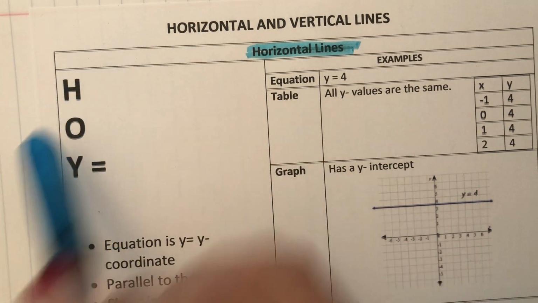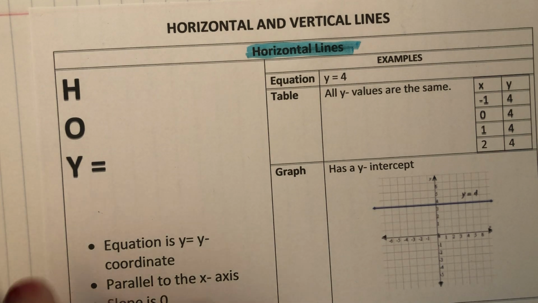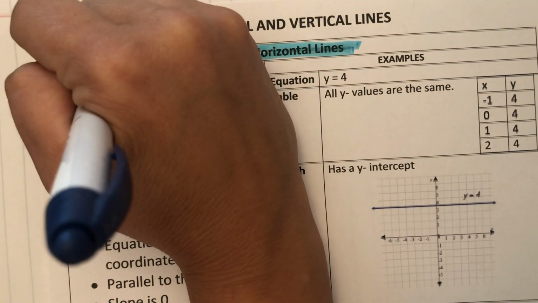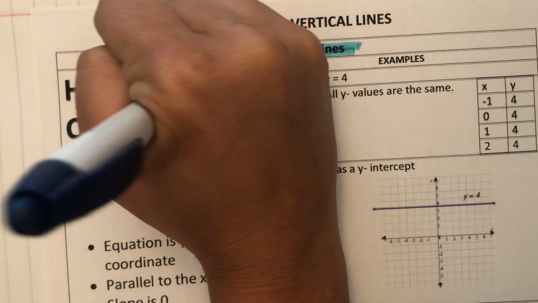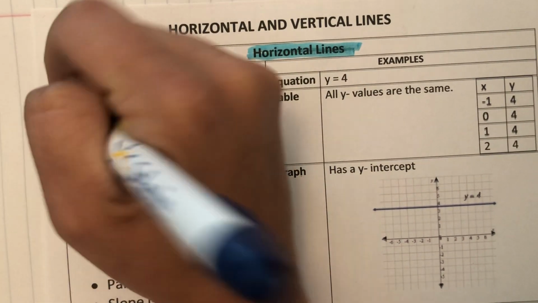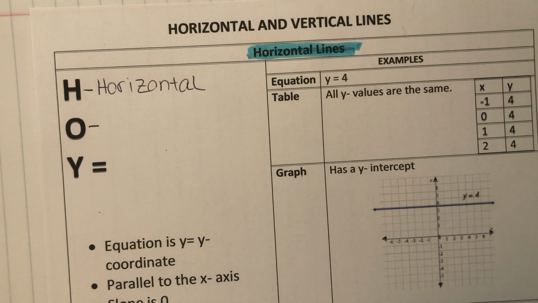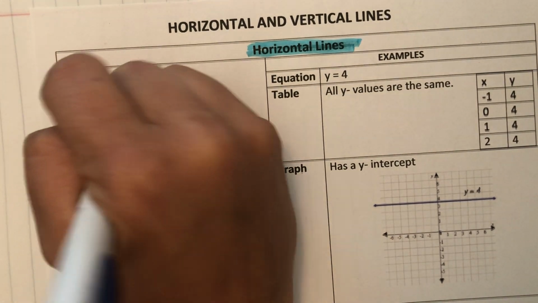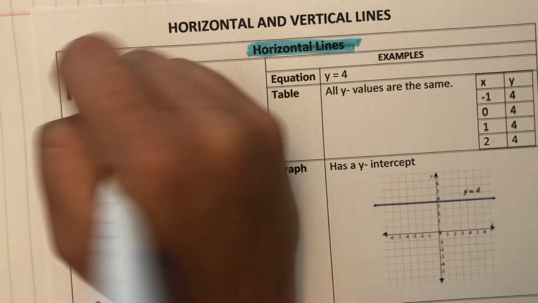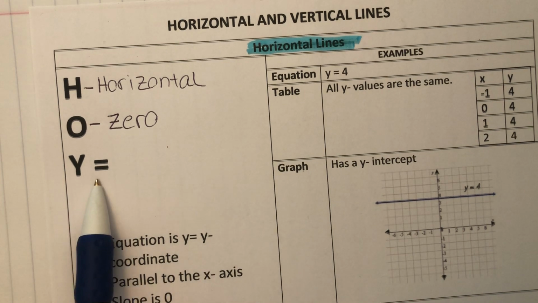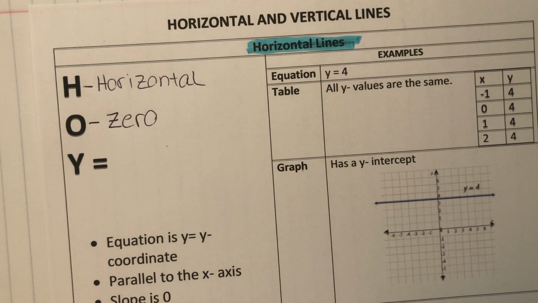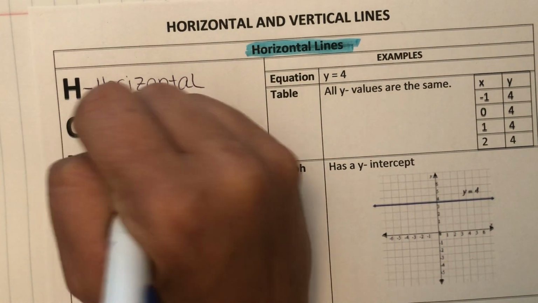And each of these letters represents something important. So first, the H represents horizontal. The O represents 0. So that lets you know that your slope of a horizontal line is 0. The Y in HOY lets you know what your equation is going to look like. It'll look like Y equals and then a number. So this represents our equation.